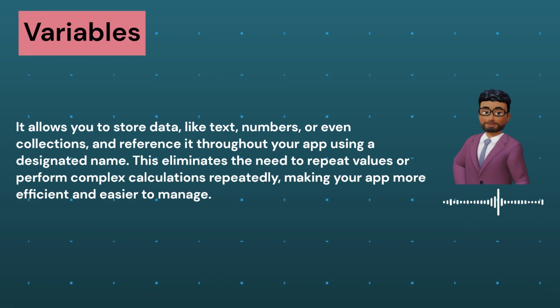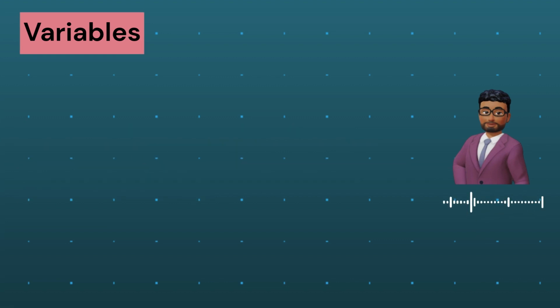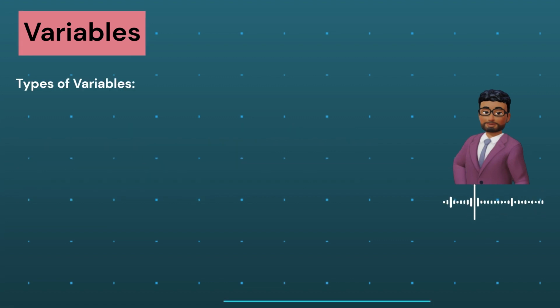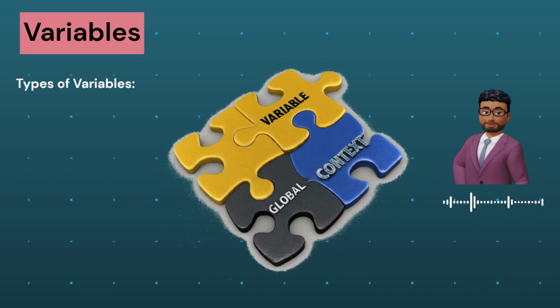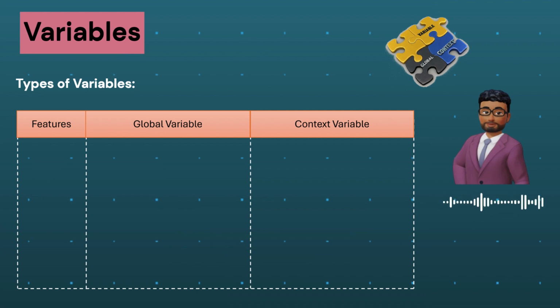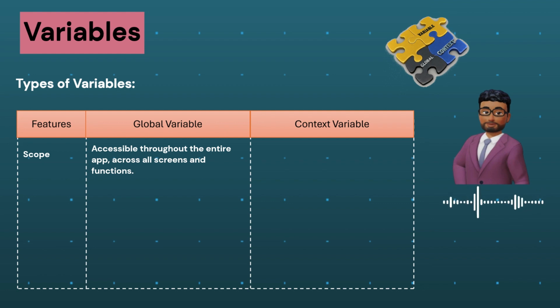to manage. Now it's time for us to understand what types of variables we have in Power Apps. We'll encounter two main types of variables. The first one is global and the second one is context variable. Now let's see what a global variable and a context variable is. If you consider the scope, a global variable is accessible throughout the entire app across all screens and functions, whereas a context variable is specific to a single screen or a function.